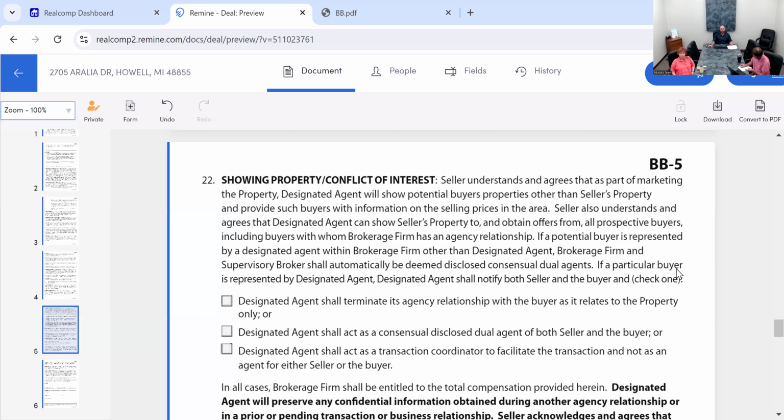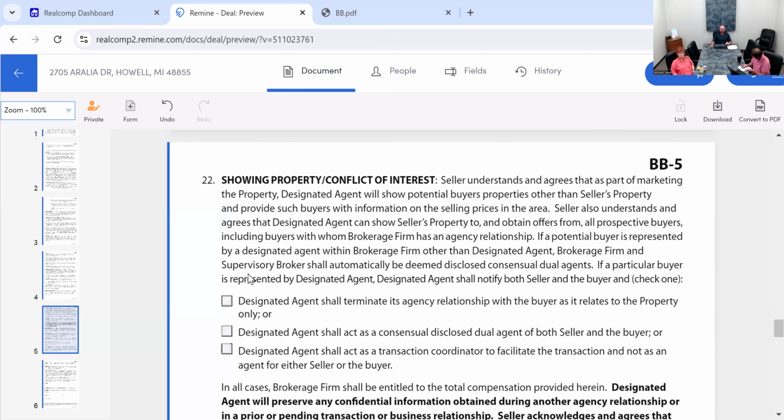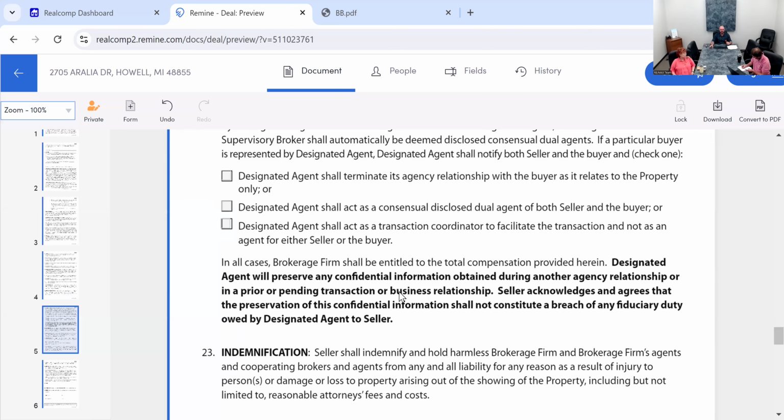But if a particular buyer is represented by the capitalized designated agent, aka listing agent, the listing agent shall notify both seller and buyer. So that's, yeah, this whole non-capitalized designated agent is what threw me off before. Understand? Yeah.